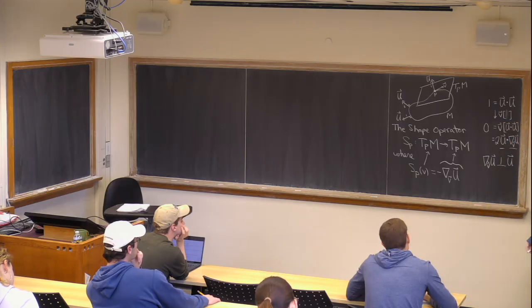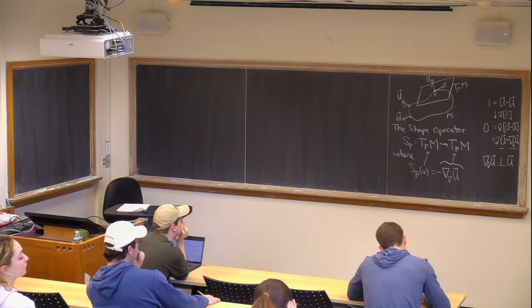Okay. I mean, you could say u is defined to be perpendicular to every path, right? Velocity of any path and so on. And so this gives us the shape operator. Any questions about what I've done so far?